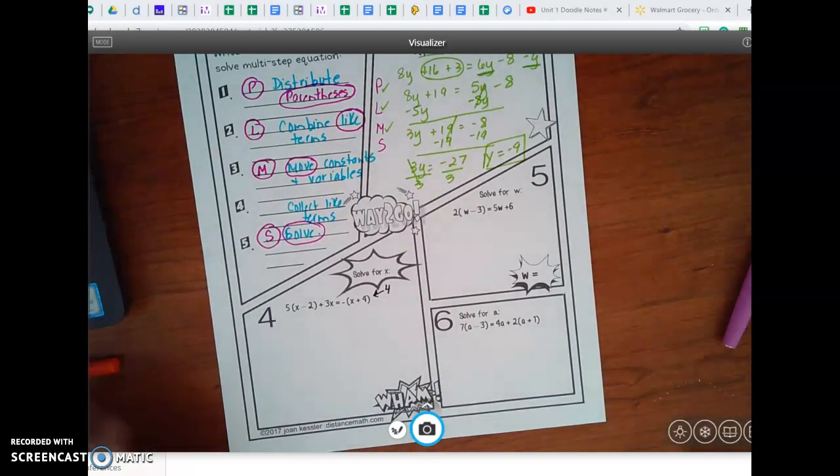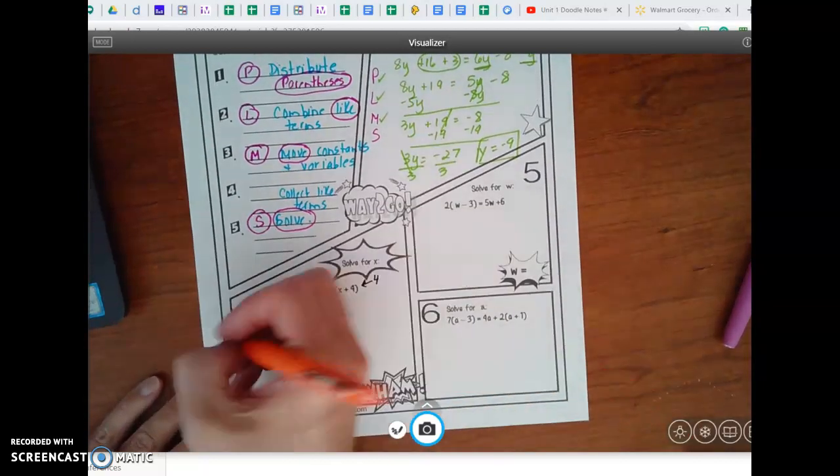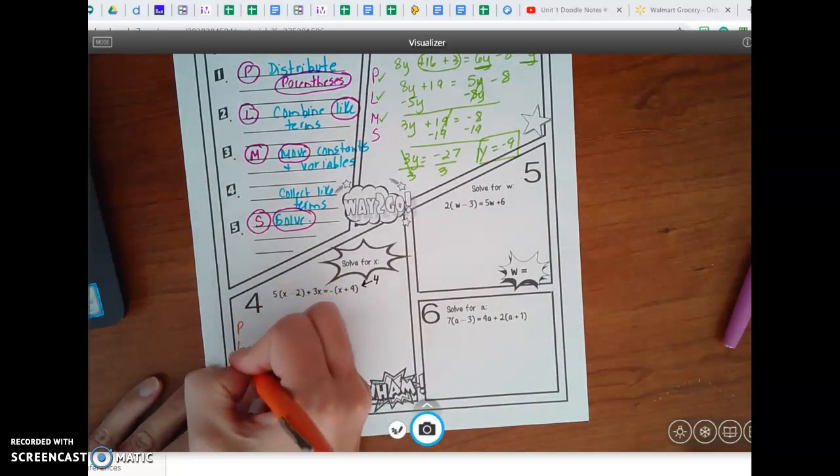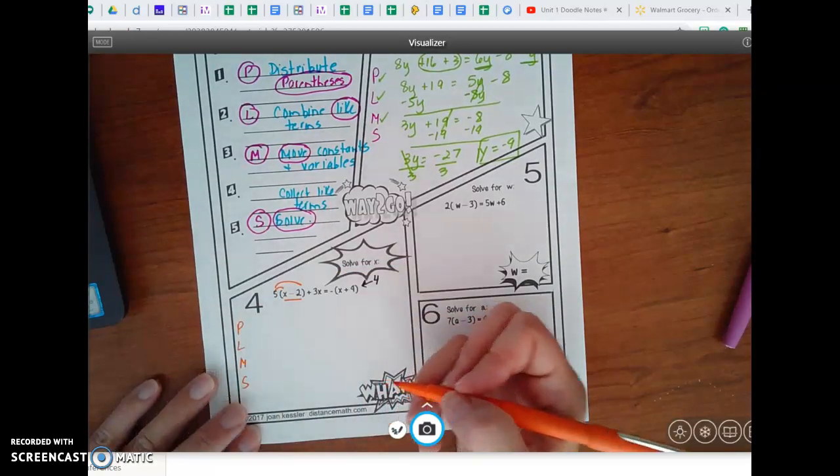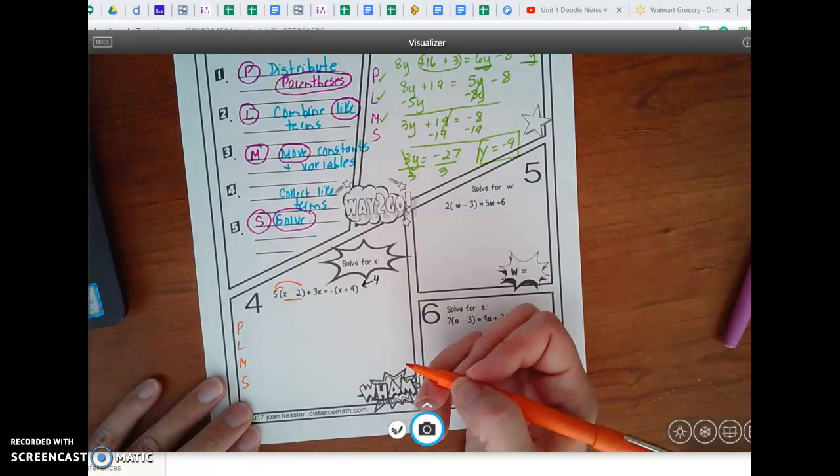All right, moving on to the next one. We're going to solve for x in number 4. So again, I can do my PLMS over here if I would like to check things off. So I do have parentheses. Almost all of these have parentheses today, but it won't always be that way. So if there's no parentheses, you can just move on.